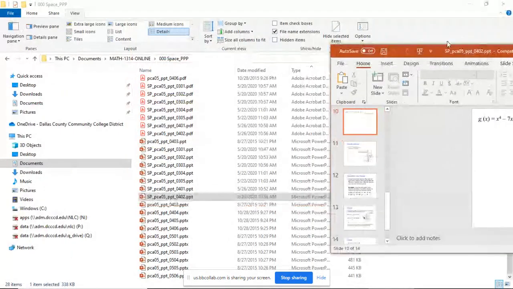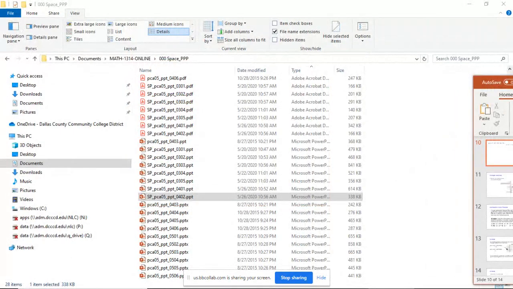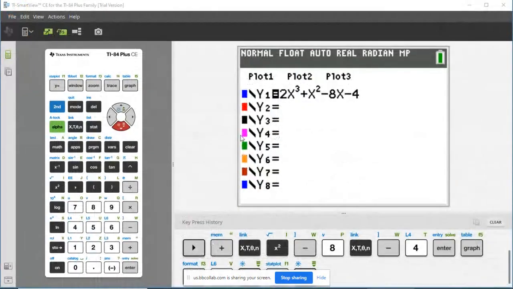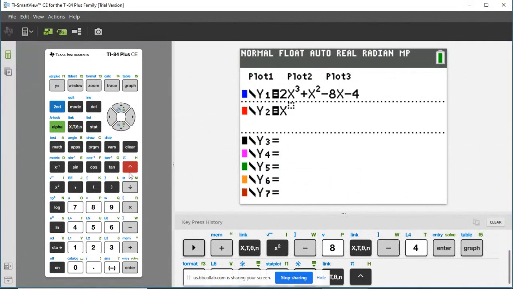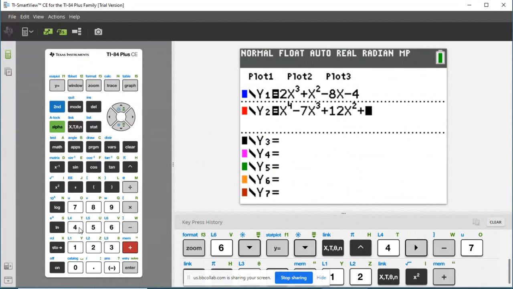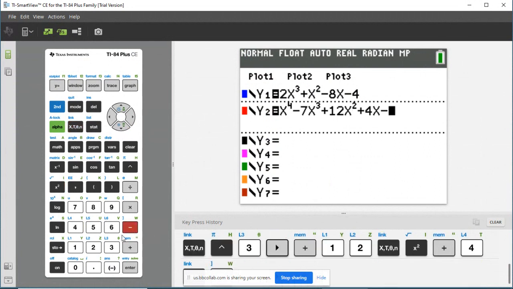Okay, so I'll show you the other one since I don't want to switch back and forth very often. Okay, so the next one right here is x to the 4th power, and then minus 7x cubed, and then plus 12x squared, plus 4x, that's 16.